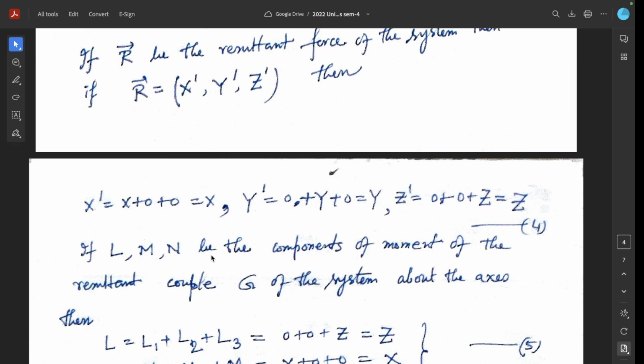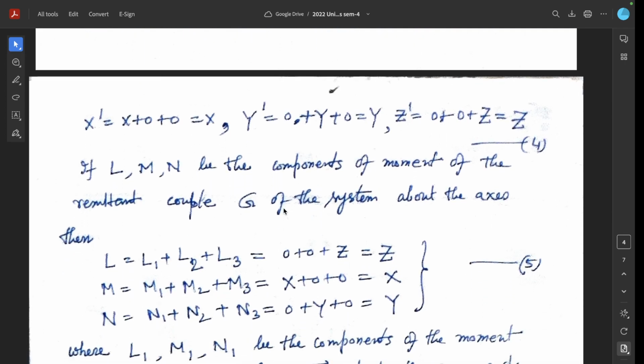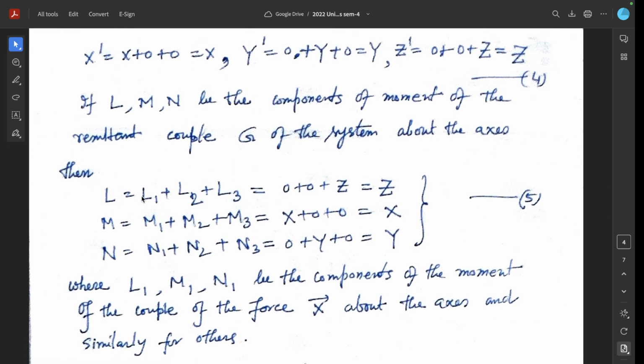And let L, M, N be the components of the moment of the resultant couple G of the system about the axes, so L equals L1 plus L2 plus L3. Here L1, M1, N1 are the components of the moments of the couple of the force X vector about the axes. So L1 is the moment of the force X about the x-axis, M1 is the moment about the y-axis, and N1 is the moment of the force X about the z-axis. Similarly for L2, M2, N2 and L3, M3, N3.